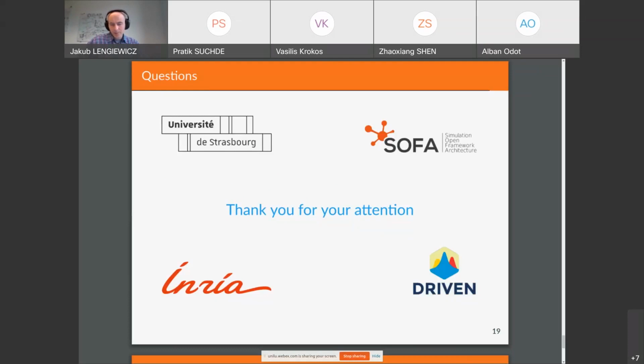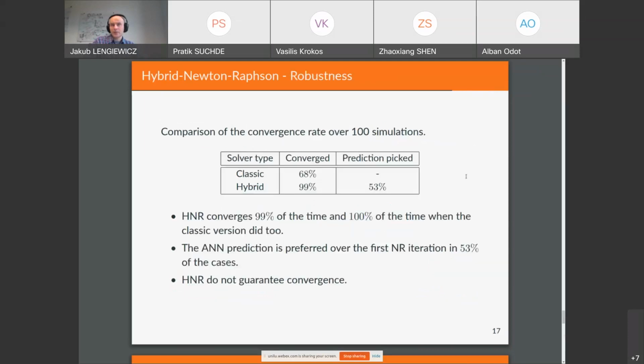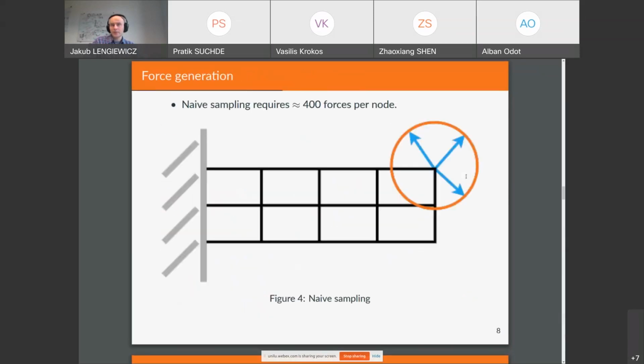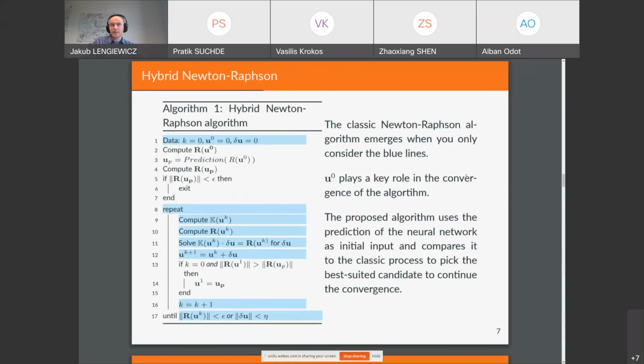Okay, maybe I will start first. I see a great potential of your methodology, especially as a first guess for the Newton-Raphson method, as you showed in one of the examples exactly here.